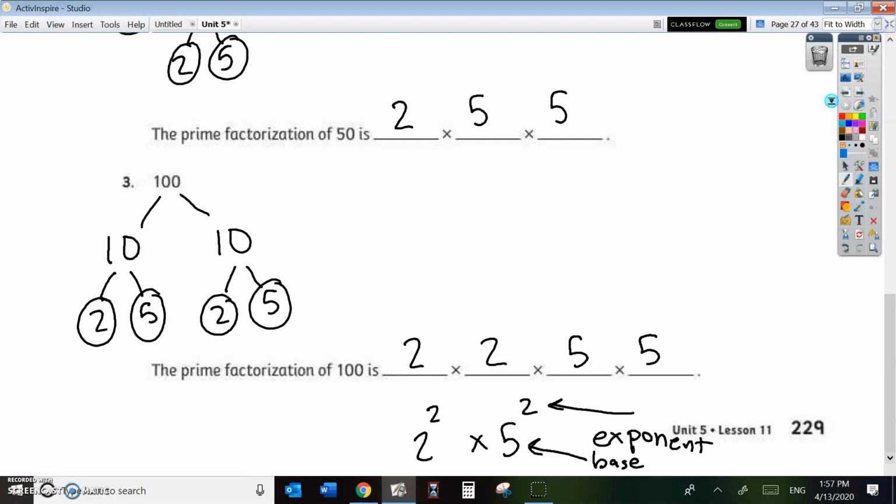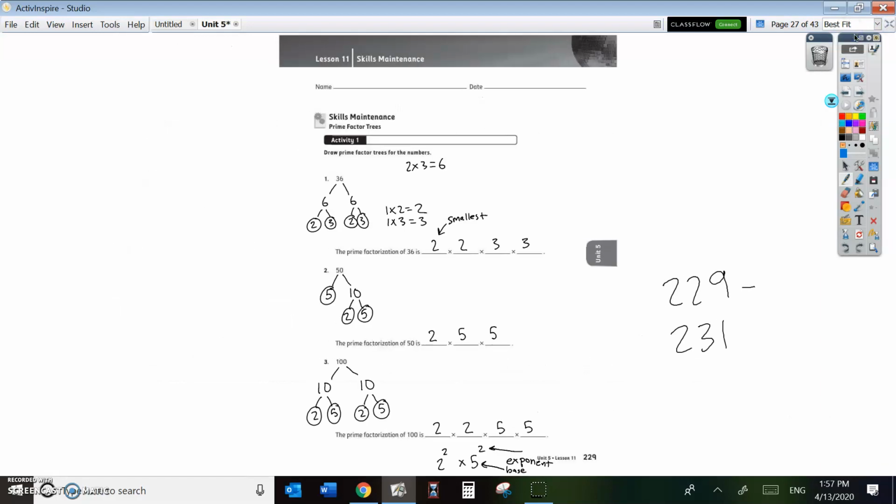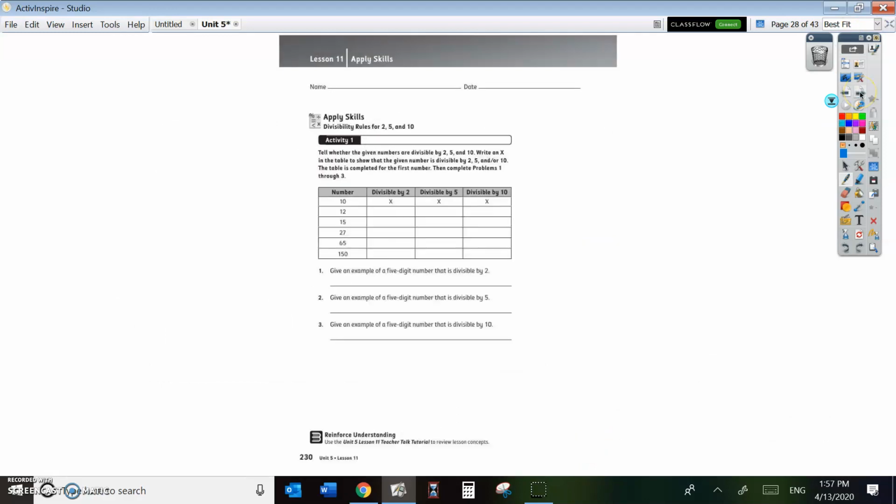Next page. Yep, so we're looking at 11. So let's work this page too. This is also lesson 11.